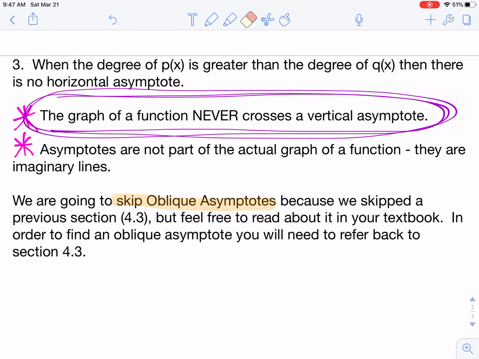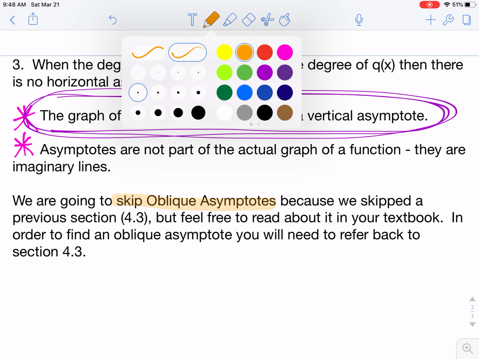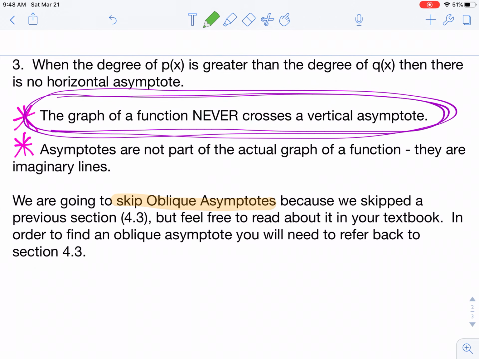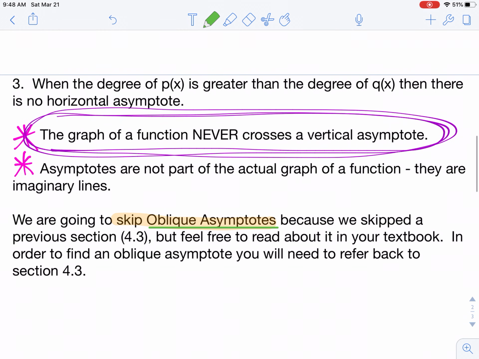The last thing to make a note of here is regarding the oblique asymptotes. We are going to be skipping that because we just didn't take time to do section 4.3, basically. So just make a note of the fact that I did modify the assignment. So don't worry about finding oblique asymptotes, but if you want to, you can certainly read about it.